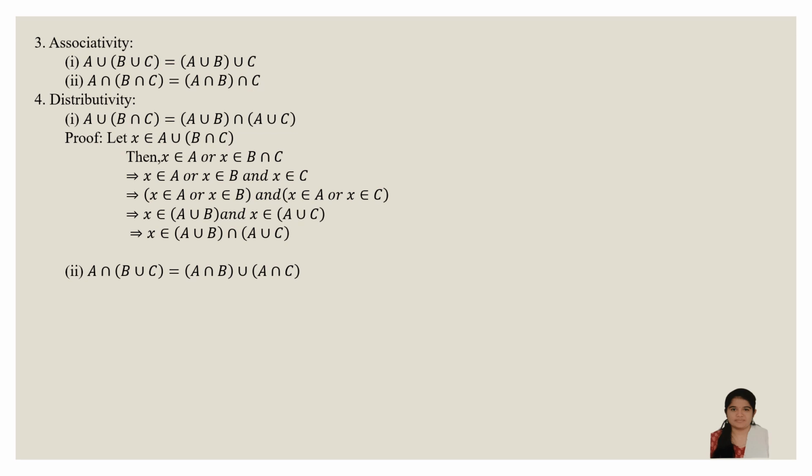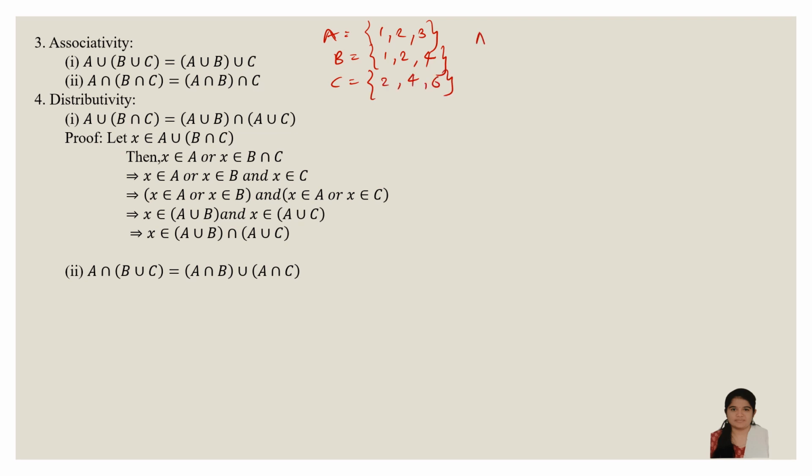Next property is associativity, or you can say the associative law. Suppose we have three sets, say A, B and C. Now what does associativity say? Associativity says that A union (B union C) is equal to (A union B) union C. Say A is the set 1, 2, 3, B is the set say 1, 2, 4, and say C is the set 2, 4, 6.